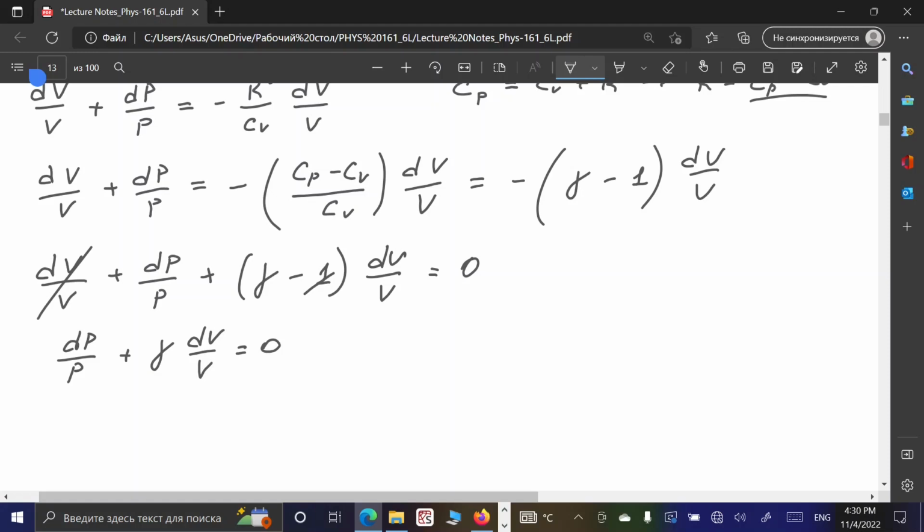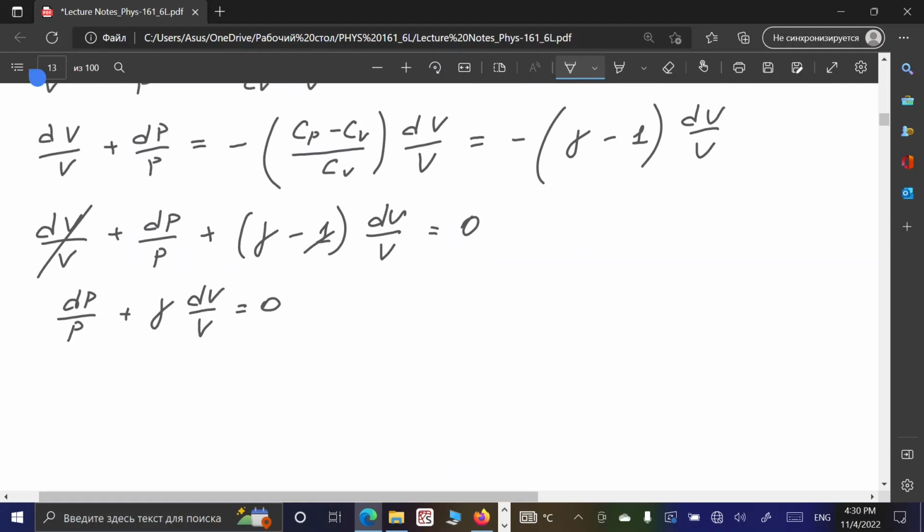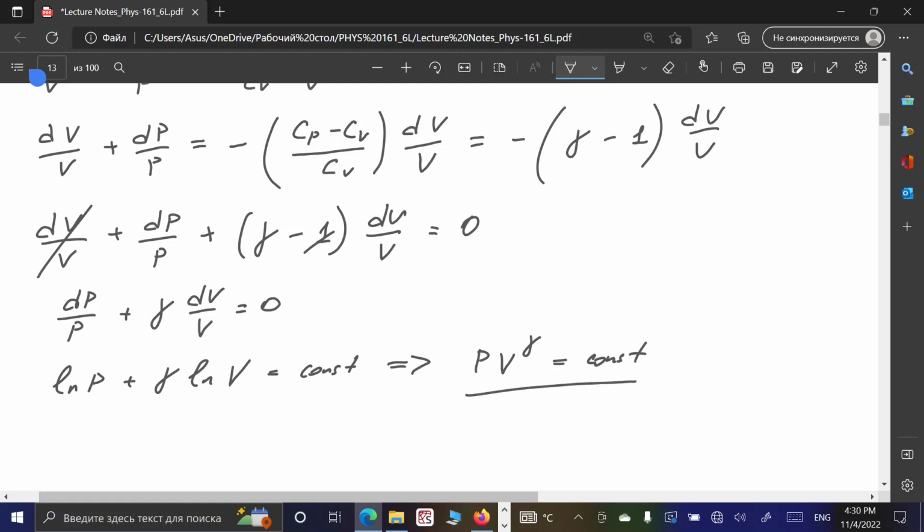Now, when we integrate this, we get the following. It will be natural logarithm of pressure plus gamma times natural logarithm of volume. And that should be equal to some constant. So we don't define constant here. It's not what we want to do. We just need to find the relationship between pressure and volume. In other form, we can write that pressure times volume in power gamma is equal to constant. That is the relationship between pressure and volume in adiabatic process.